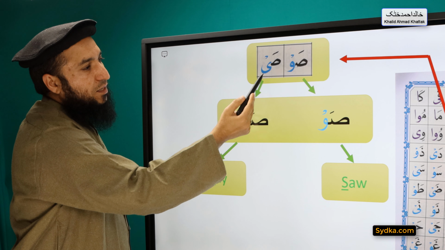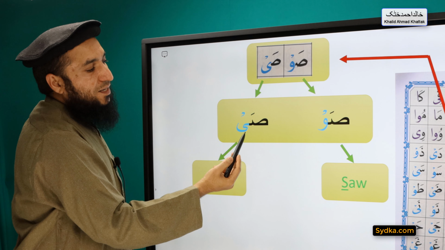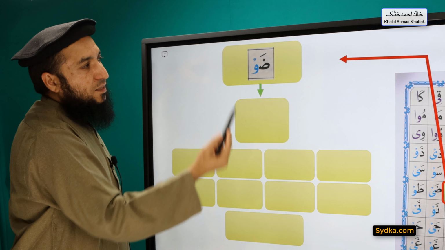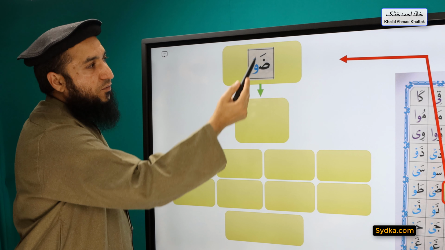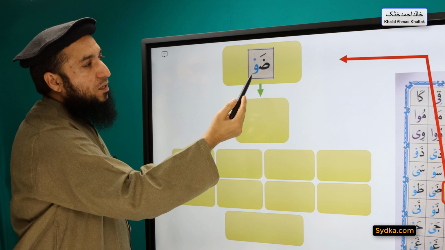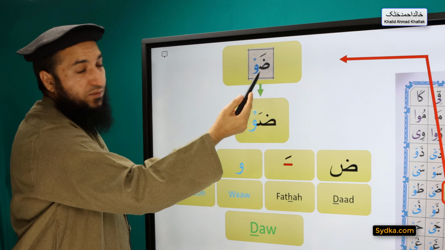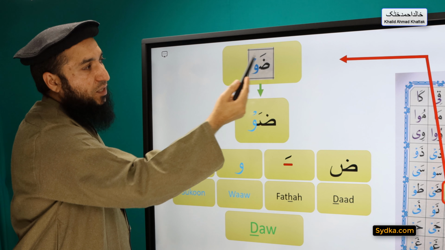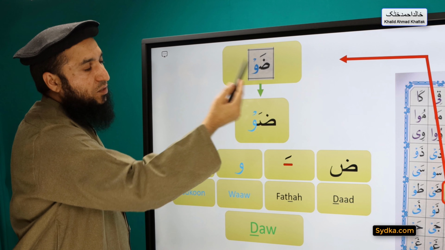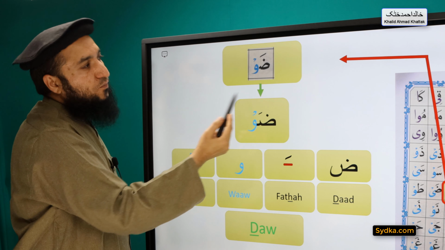Soy, Soy. The next syllable we have is Dad, Fatha, Waw, Sukoon, Daw. Dad is a heavy letter, it has Fatha on top of it, it is followed by Waw, and Waw has a Sukoon. Dad, Fatha, Waw, Sukoon, Daw.